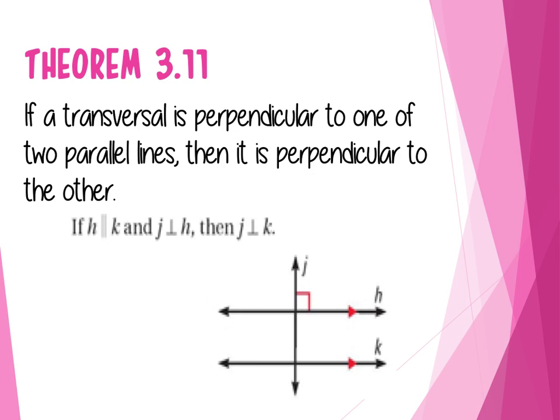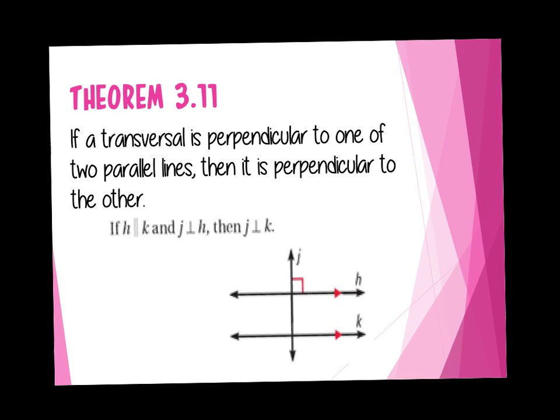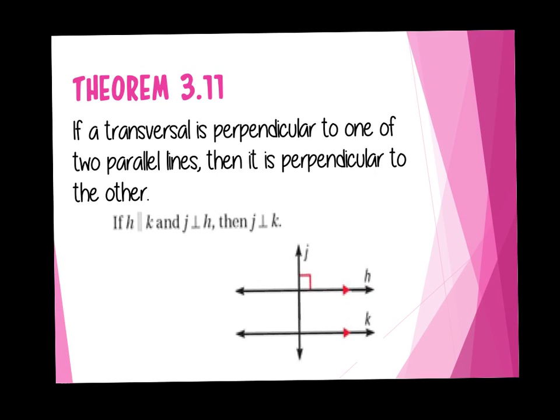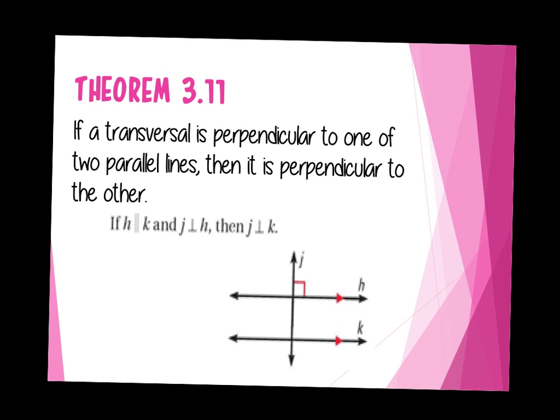Okay, 3.11 says if a transversal is perpendicular to one of 2 parallel lines, then it's perpendicular to the other, which we have talked about. But again, you didn't get given it in a theorem format. So if a transversal, like in this case J, is perpendicular to H, and H and K are parallel, then J is also perpendicular to K.